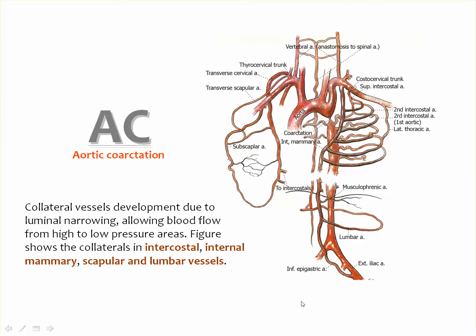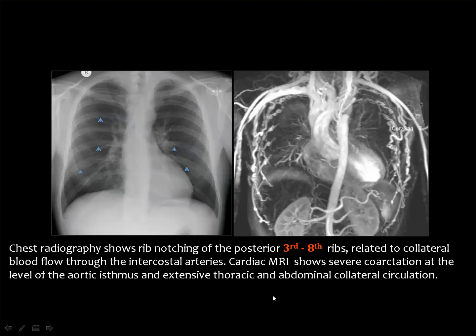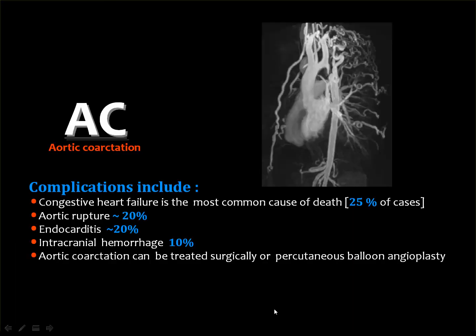This is a diagram of the extensive collaterals that result from coarctation of the aorta. And this is a chest X-ray showing multiple subtle rib notching, and the MR angiographic image demonstrates very clearly the presence of extensive collaterals along the chest wall.